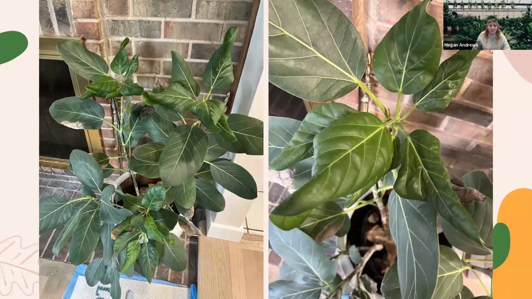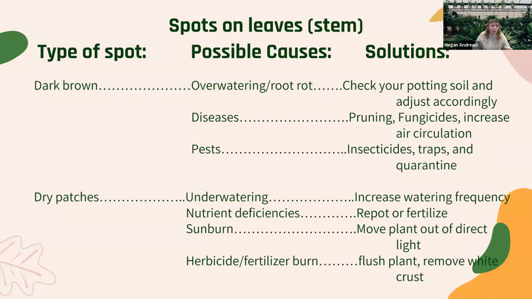All right, so spots on stems and leaves. This is also a really common issue where all of a sudden there's a little yellow spot or a little brown spot. If it is a dark brown spot, it could be due to overwatering and root rot, like we saw on that alocasia. It could also be due to disease, which I have some example photos of, or it could be pests. If the patches are dry, it's most likely due to underwatering. Could be nutrient deficiencies or sunburn.